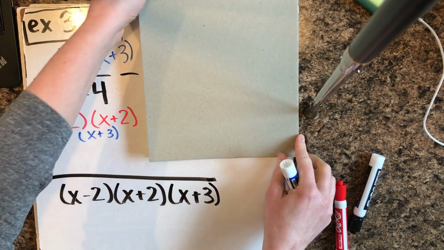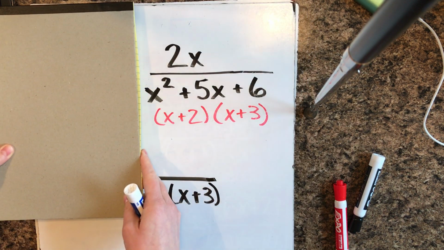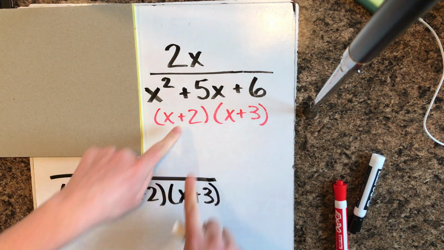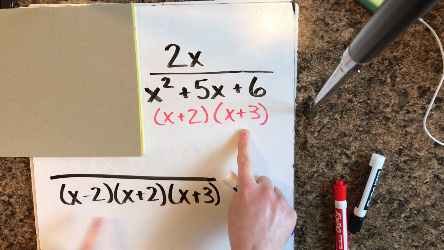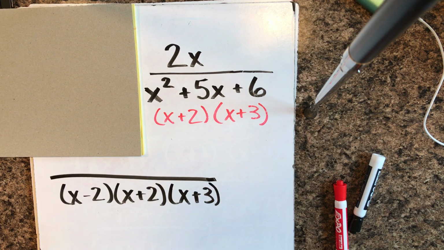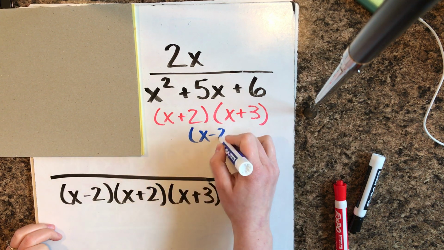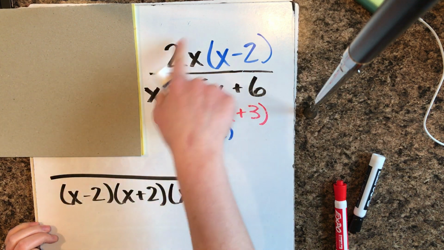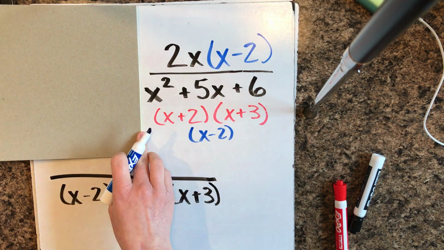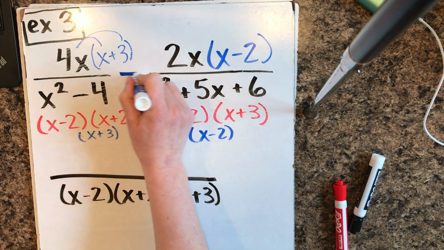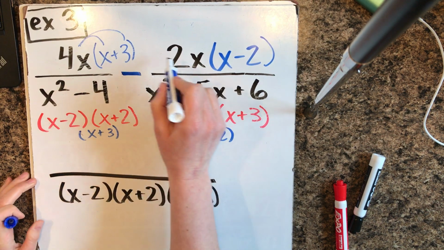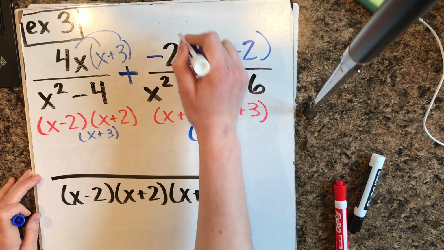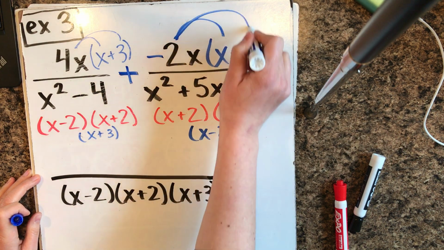bear with me. Okay, then I can totally ignore this first one and only look at the second one. So if I'm doing that, I already have an x plus 2 and an x plus 3, but I'm missing the x minus 2. So I'm going to multiply by x minus 2 on the bottom and on the top. And again, I'm going to distribute, but before I forget, this is a subtraction problem, so I need to make sure that I'm distributing a negative 2. I'm going to change that to addition. I'm going to distribute the negative 2x through.